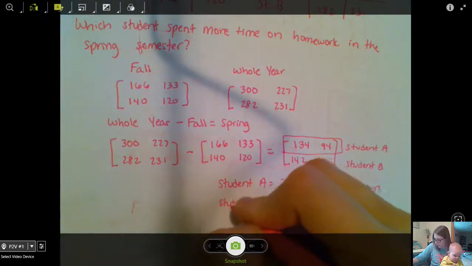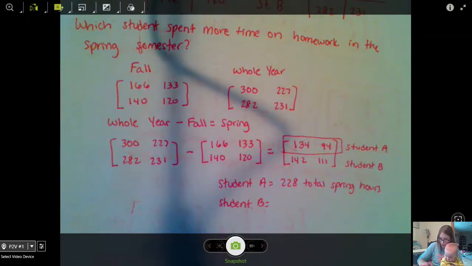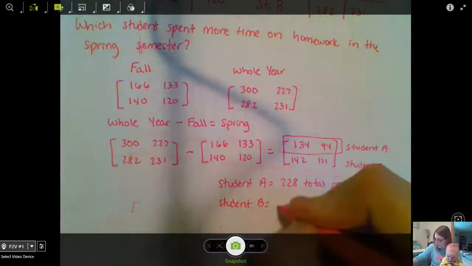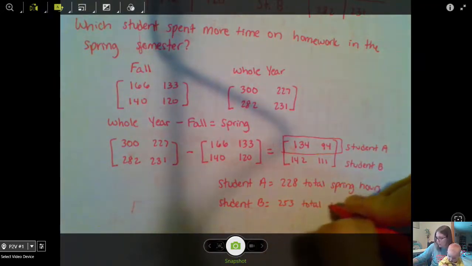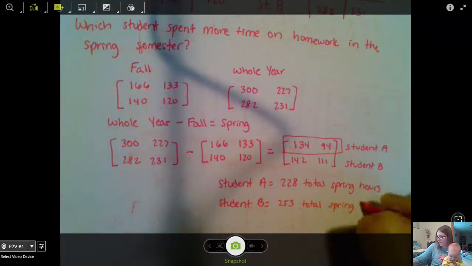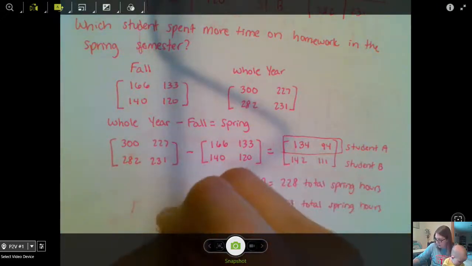And student B spent 142 plus 111, 253 total spring hours. So to answer our question, which student spent more time on homework in the spring semester? Student B.